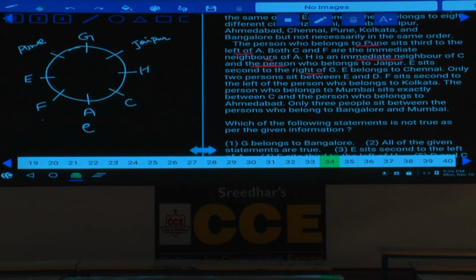Jaipur. Now H, Jaipur. Now the person who belongs to Pune sits out to the left of A. Next one, both C and F are the immediate neighbors of A. H is an immediate neighbor of C and the person who belongs to Jaipur. Now is H an immediate neighbor of C and the person from Jaipur or not?